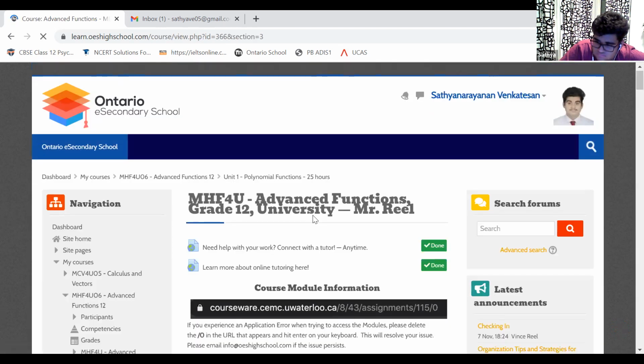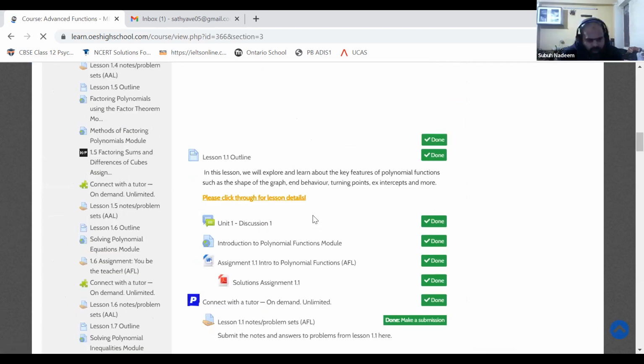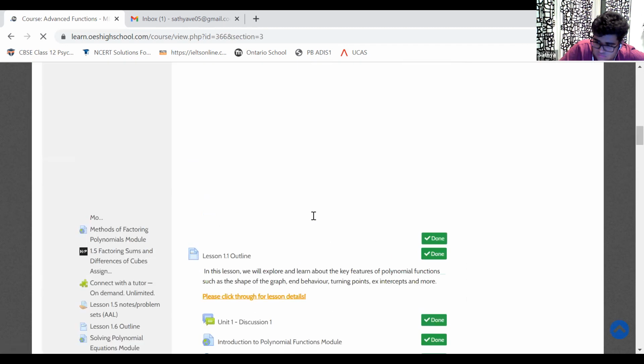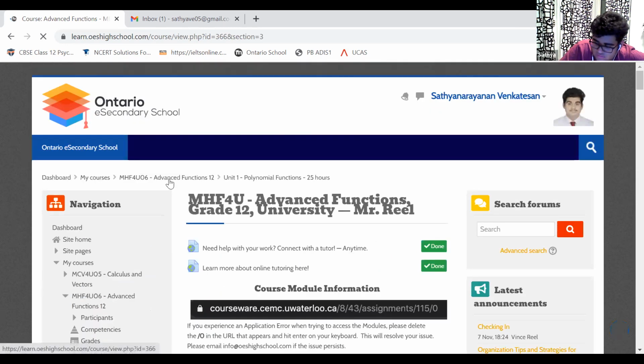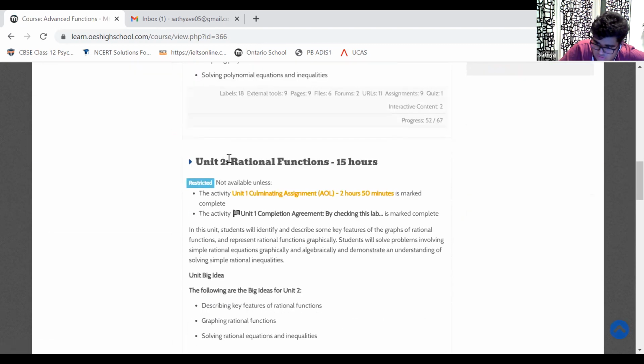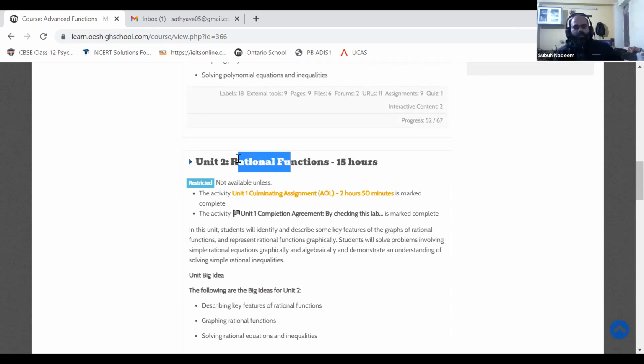So then we will have another unit next. What is the next unit? The next unit is rational functions. Okay. So we did polynomial functions, then it is rational functions.